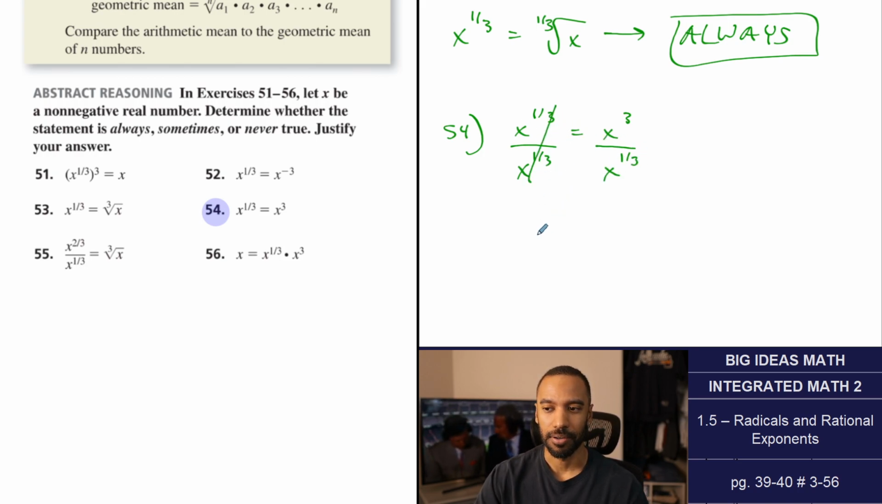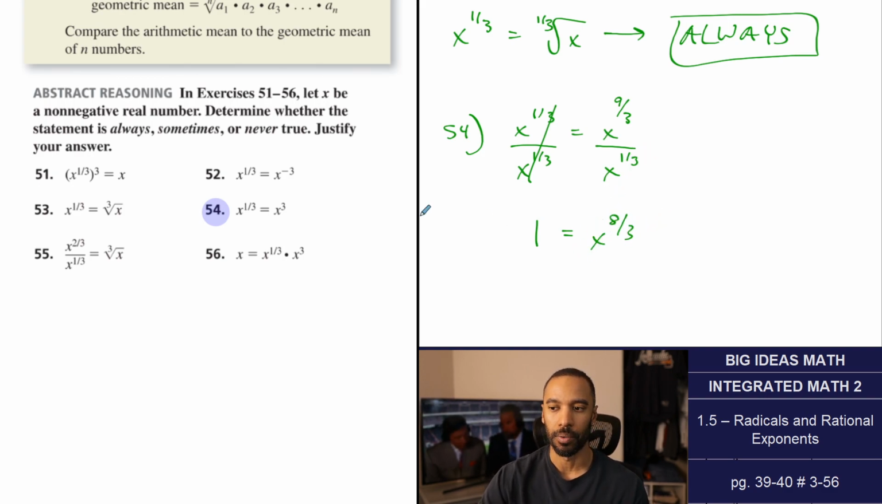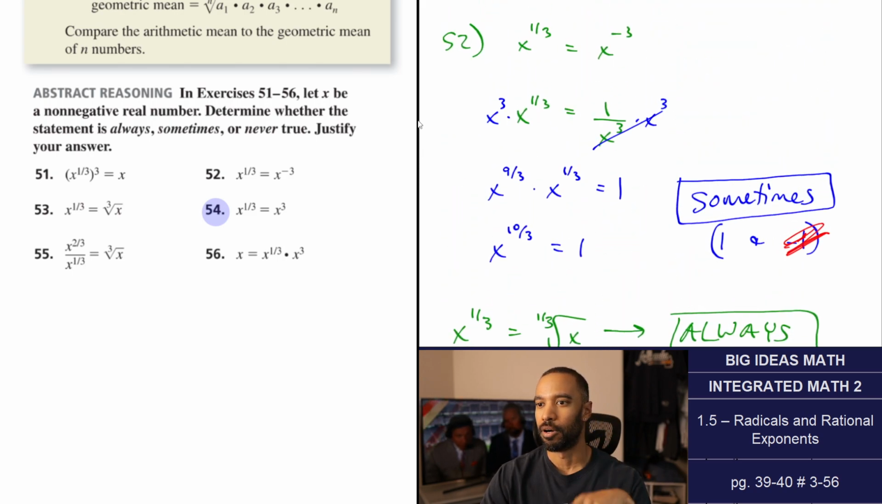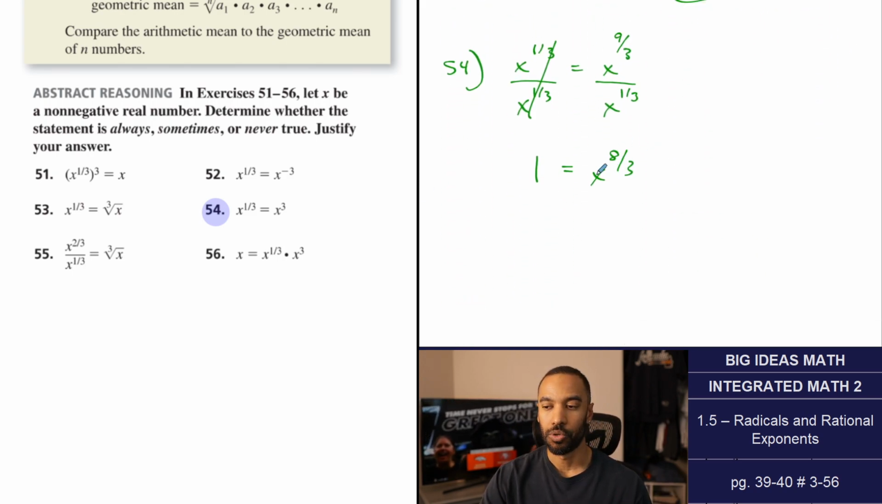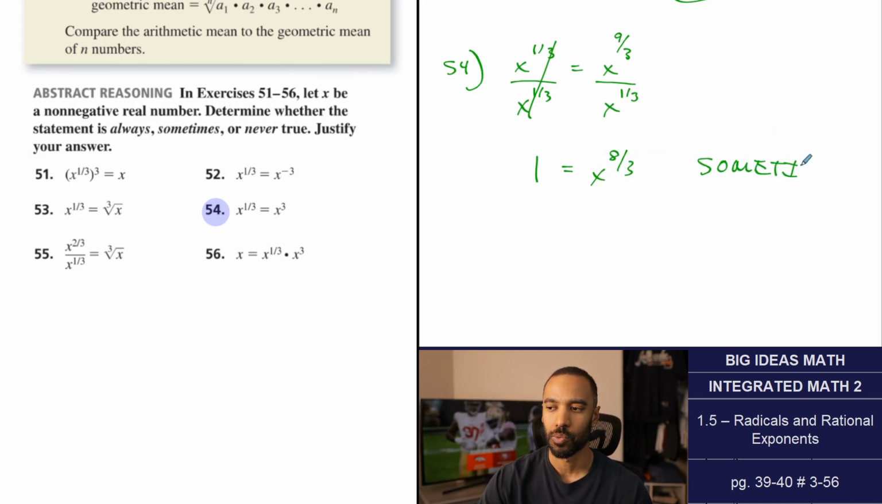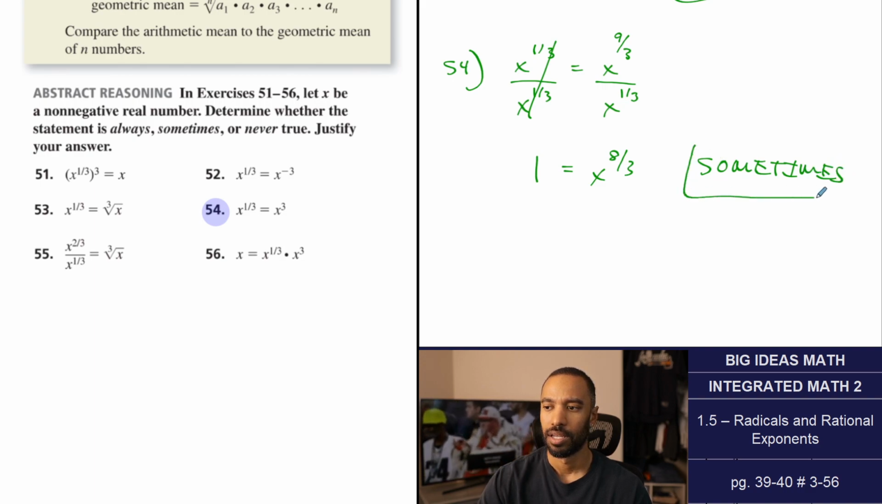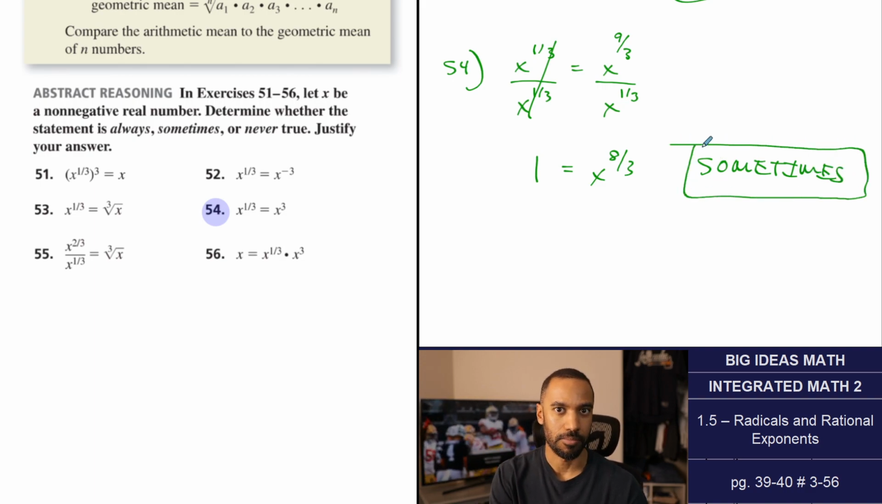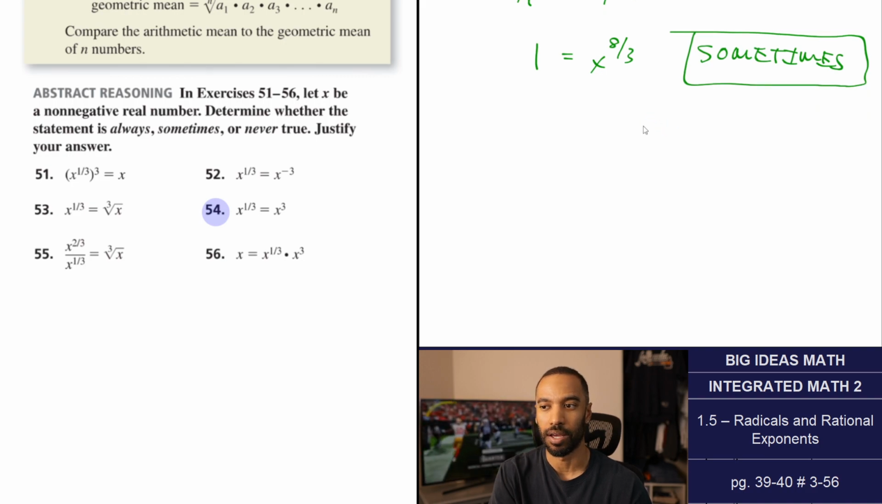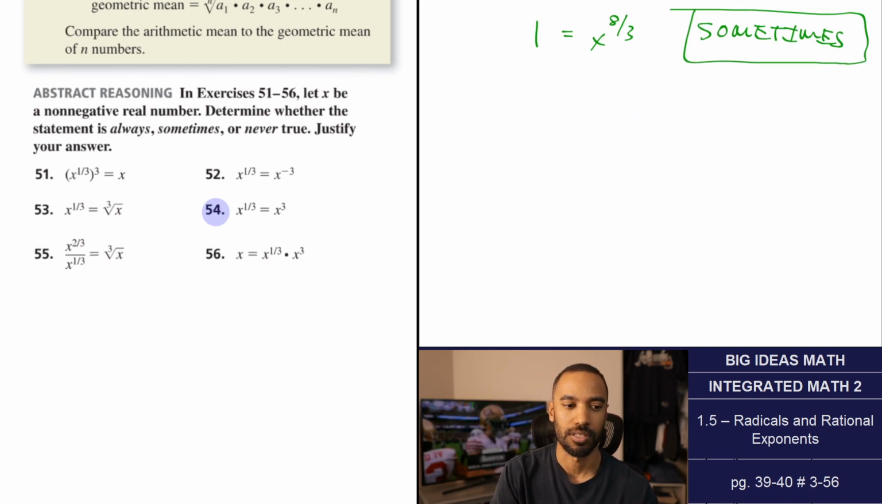Now, by crossing those out, they're not gone. That's 1. And this is x to the 9/3 over x to the 1/3. So that's x to the 8/3. So this is basically the exact same thing that we were looking at with number 52. It's not always true. You plug in 2, that's clearly not going to work. But you plug in 1, and it works again. So this is, once again, a sometimes. I have a case when it does work, and one when it doesn't. The sometimes is that one time when x is 1, but that's all it takes to be a sometimes.